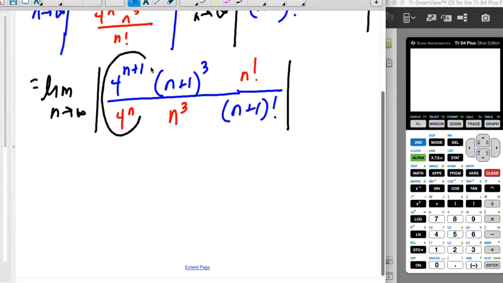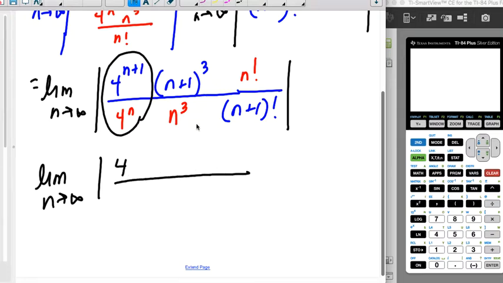When I clean these guys up together, I just get a 4, because this would be 4 to the n plus 1 and this is 4 to the n. I subtract the exponents, and I get a 4. When I clean these guys up, I'm going to get a 1 over n plus 1.